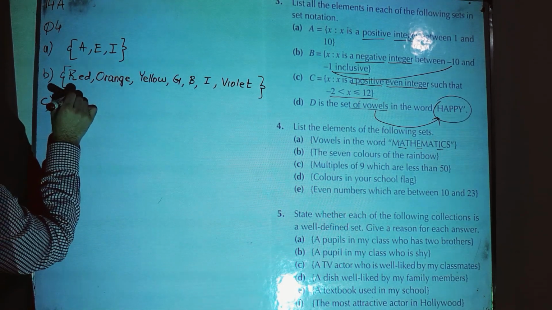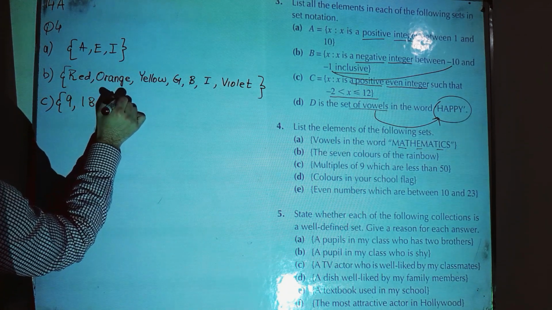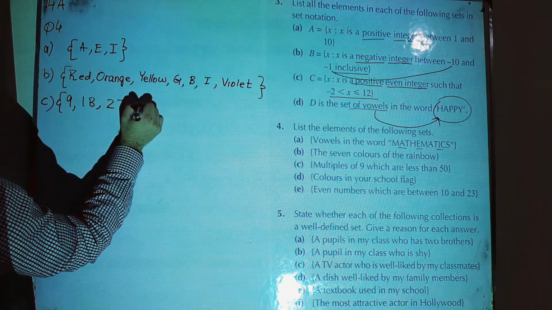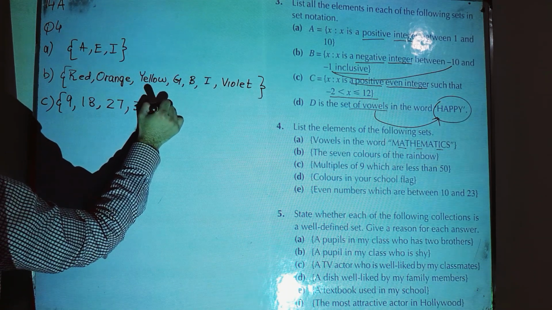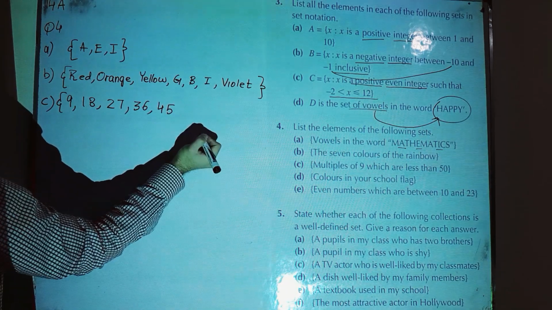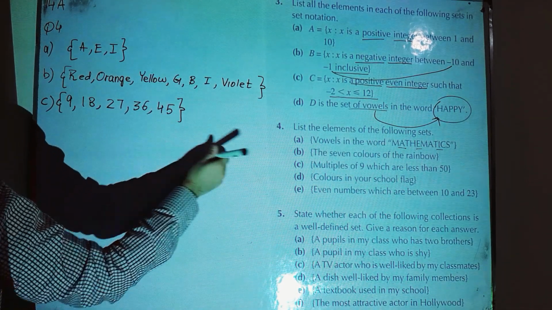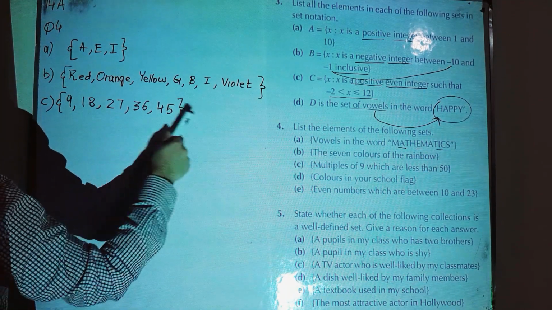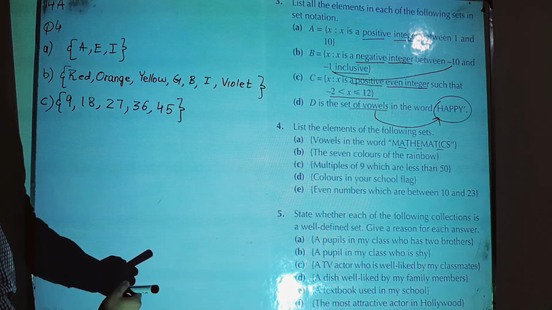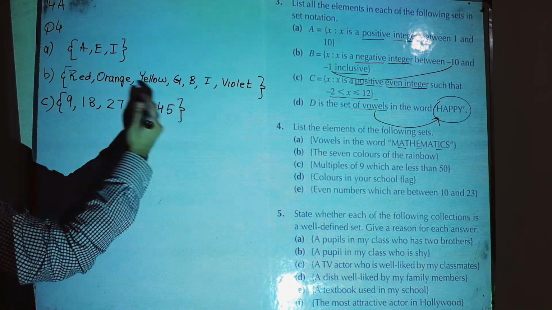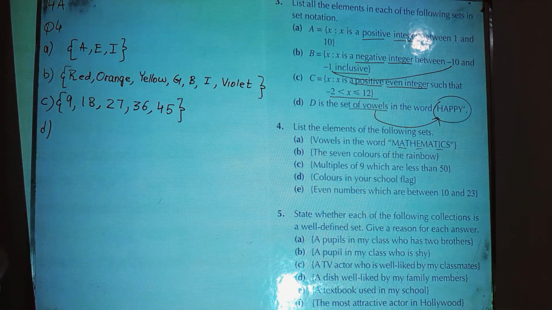So 9 into 1 is 9, 2 times 18, 3 times 27, 4 times 36, 9, 5 times 45. So we have to restrict our number of elements to less than 50, and 9 times 6 is 54. So I am not going to write 54. It has to be less than 50. Part D, colors in your school flag.